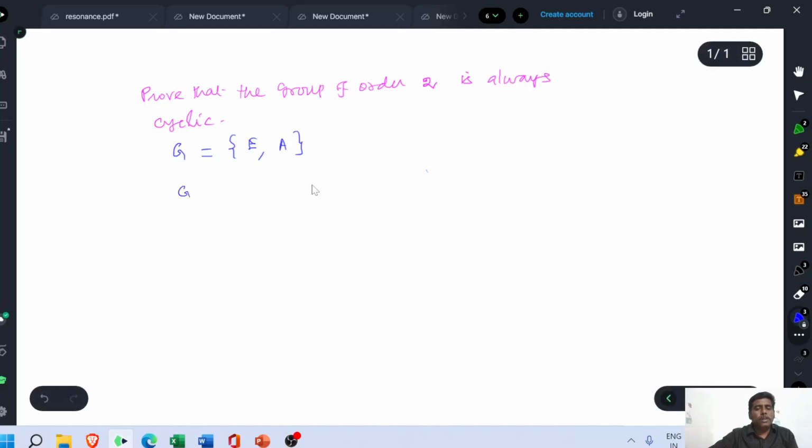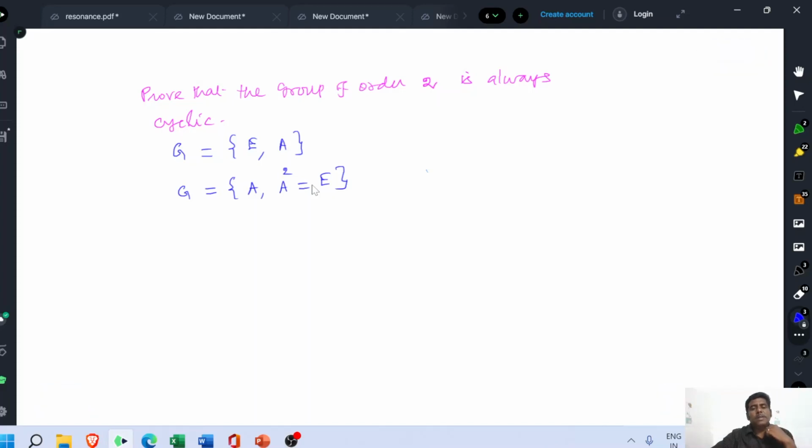it should satisfy the condition G equal to A comma A square is equal to E. A group constructed by a single element is called a cyclic group. Here the single element is A. With the help of the single element, we have to construct this group. If the given group G equal to E comma A satisfies this condition, then the group is called cyclic.